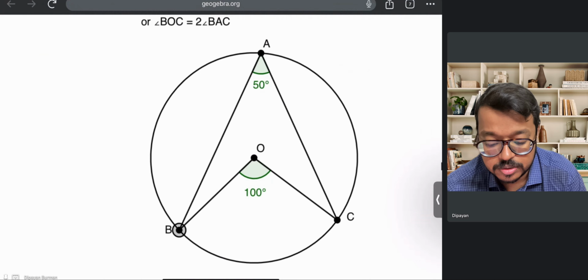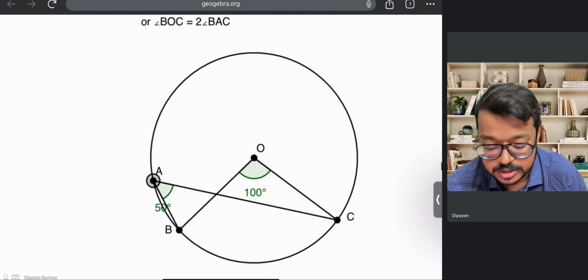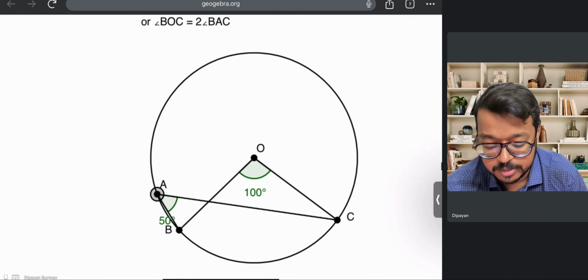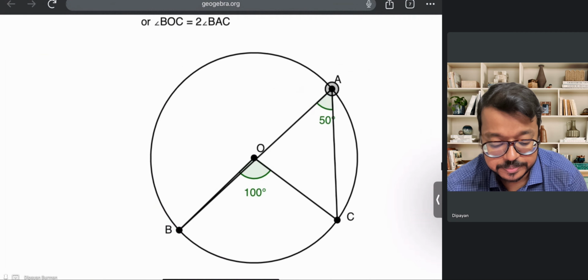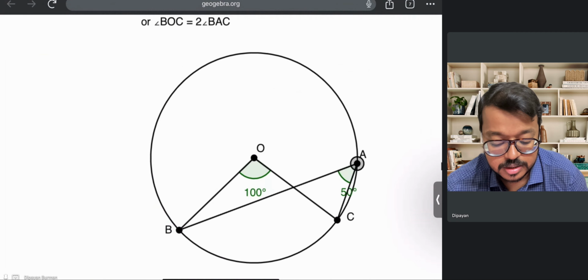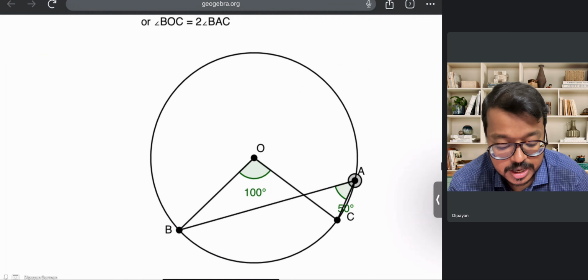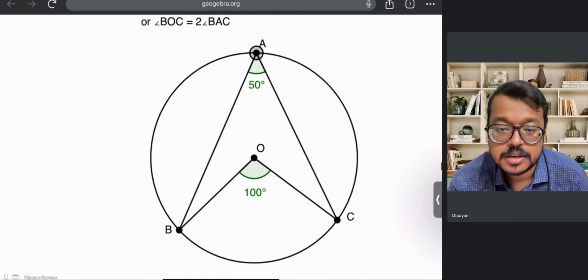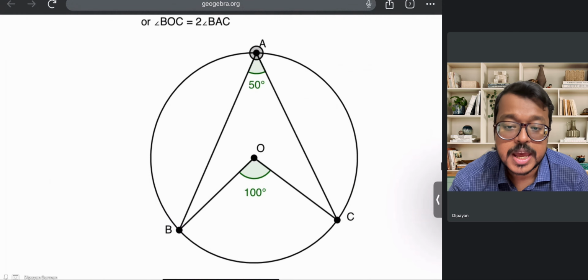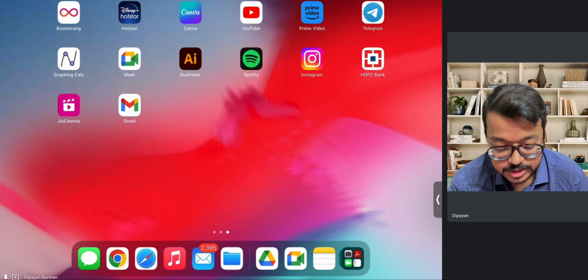I can also look at moving point A anywhere on the remaining part of the circle. So the relation is still the same. The angle at the center BOC is 100 degrees and the angle at the remaining part of the circle BAC is 50 degrees. So the angle at the center is always double. Let's look at the next theorem.